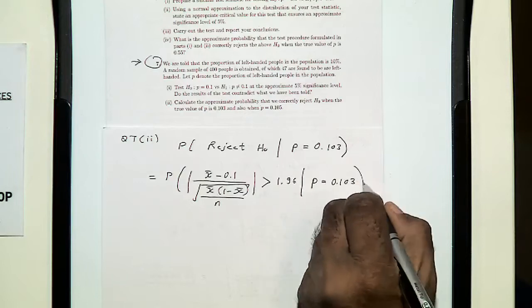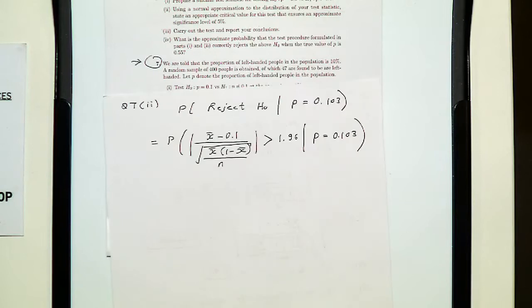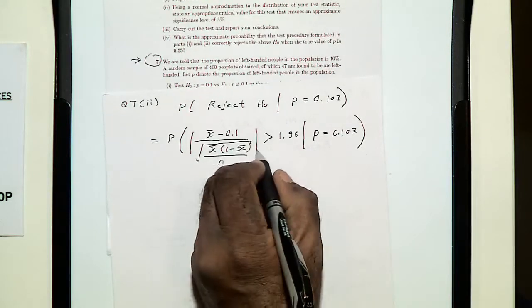The first thing you need to do is to get rid of the absolute sign. I'm sure all of you are experts in math. How do you remove an absolute sign? If you have an absolute sign, something like this, how do you remove it?